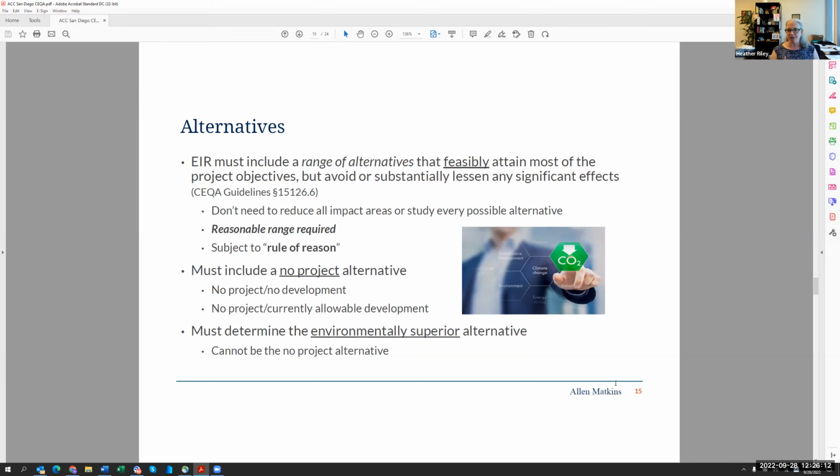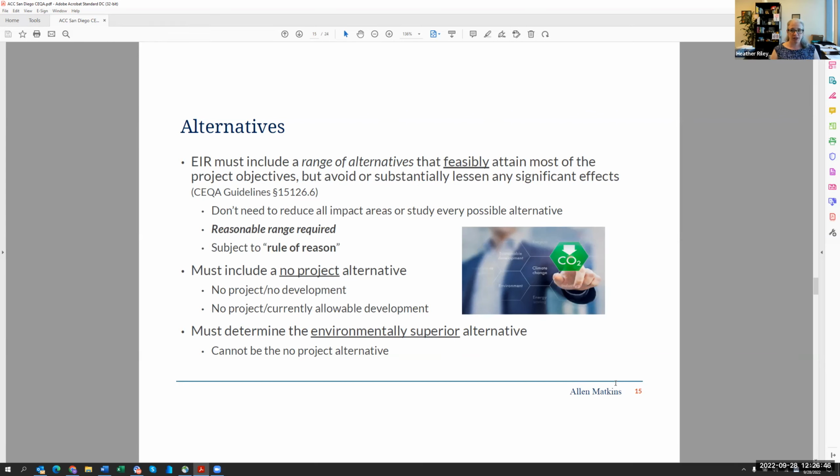Under CEQA, you have to study a no project alternative, and that's not always straightforward. A no project alternative may mean that you don't do anything on this site, but it also may mean that you don't do what you're proposing, but you do what's allowed on the ground. So if your general plan says you can build 12 homes here and you're proposing 55 multifamily units, you most likely will have 2 no project alternatives. Nothing, the ground stays vacant. And what does the general plan allow? Those 12 units. You might study that because that's technically what's allowed on the site today.